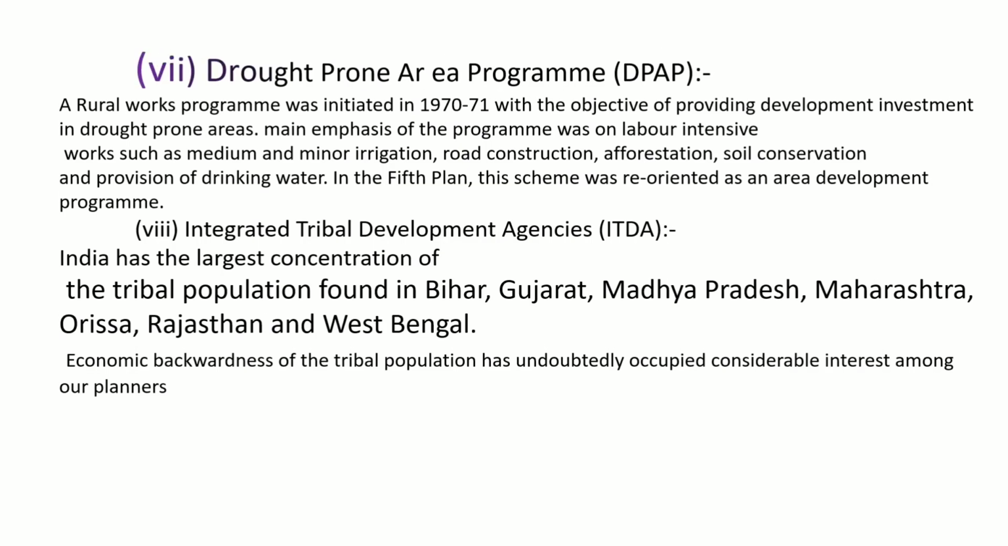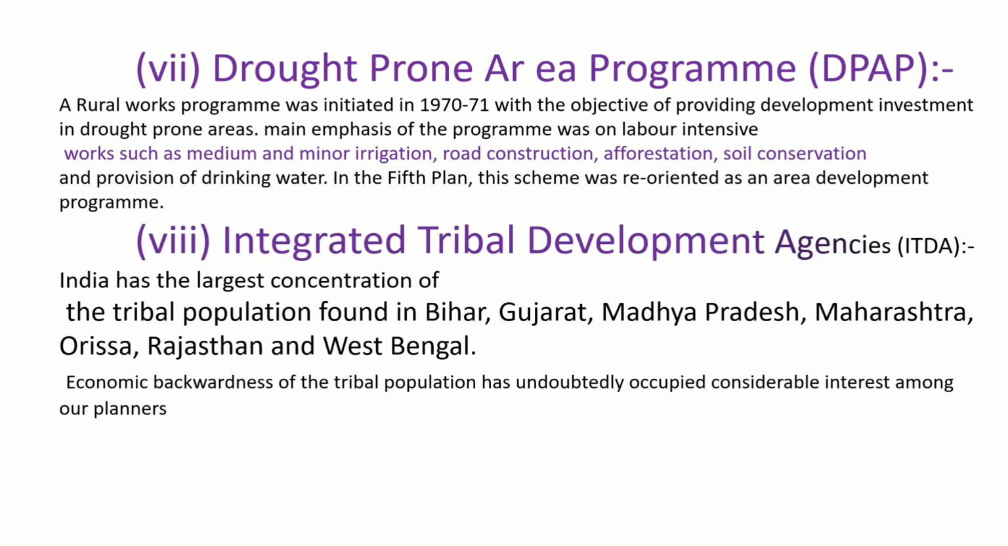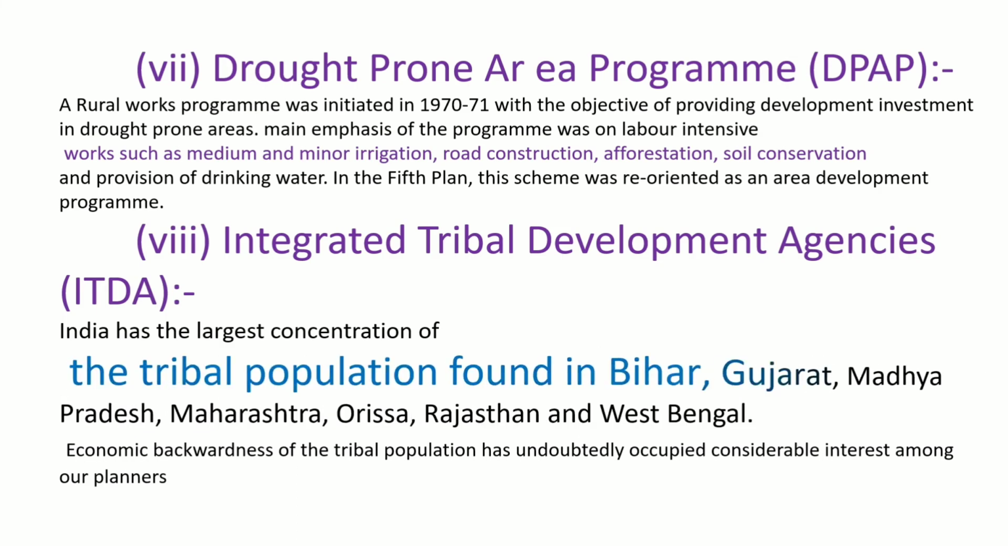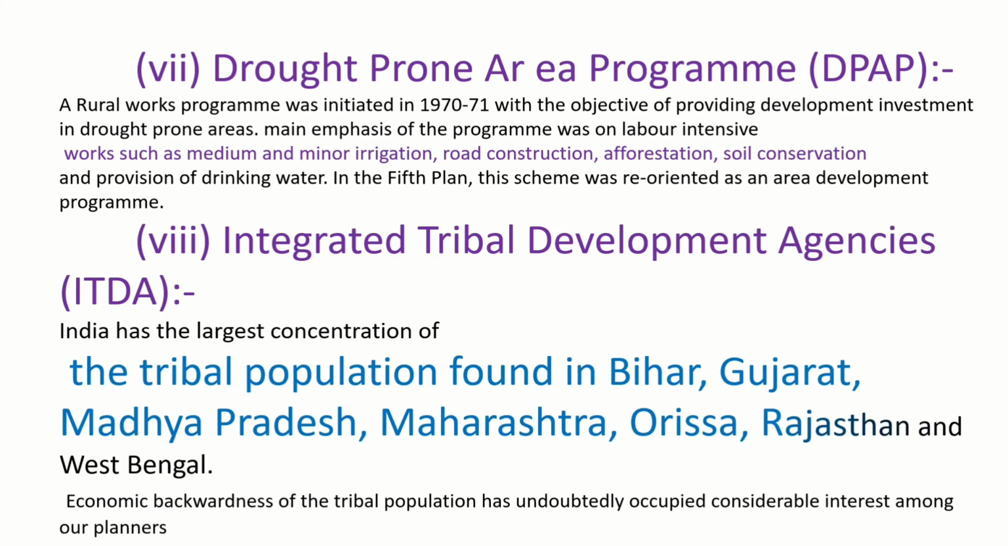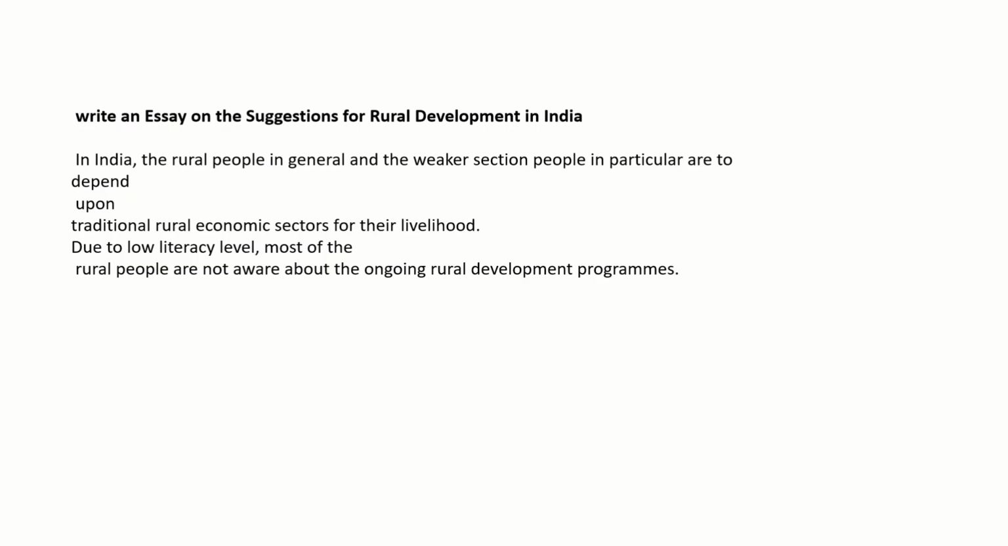Drought Prone Area Program. A rural works program was initiated in 1970-71 with the objective of providing development investment in drought prone areas. Integrated tribal development agencies. India has the largest concentration of tribal population, found in Bihar, Gujarat, Madhya Pradesh, Maharashtra, Odisha, Rajasthan, and West Bengal.